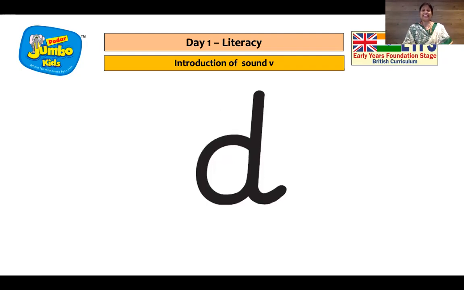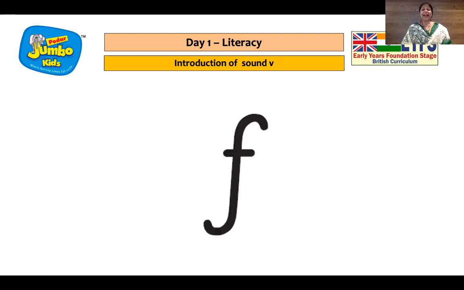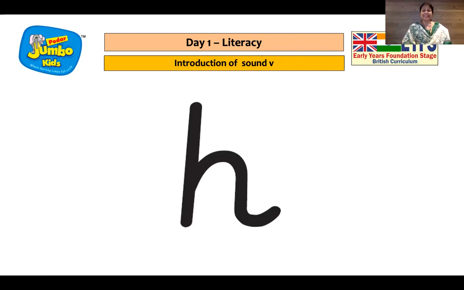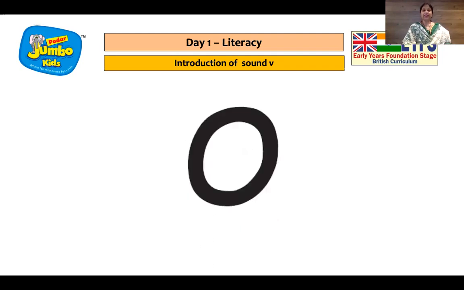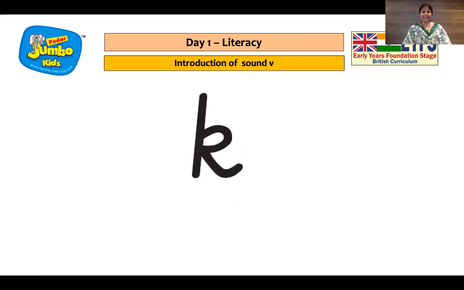This is letter D. And I know you all are excited to do the action. D says D. This is letter F. And what's the sound for letter F? That's correct. This is letter H. Very good. H says H. Superb. And this is letter O. Right. O says, come on children with action. And here comes letter K. Correct. And K says K.